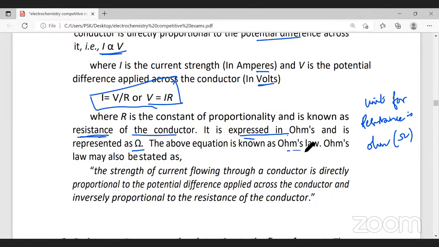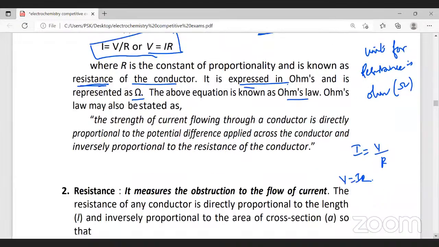The above equation is known as Ohm's law. Ohm's law may be stated as the strength of current flowing through the conductor is directly proportional to the potential difference across the conductor and inversely proportional to the resistance of the conductor. I is equal to V by R. So I is directly proportional to voltage or potential difference, and I is inversely proportional to resistance. This is the mathematical representation of Ohm's law, or we can write it as V is equal to IR. Followed with this?